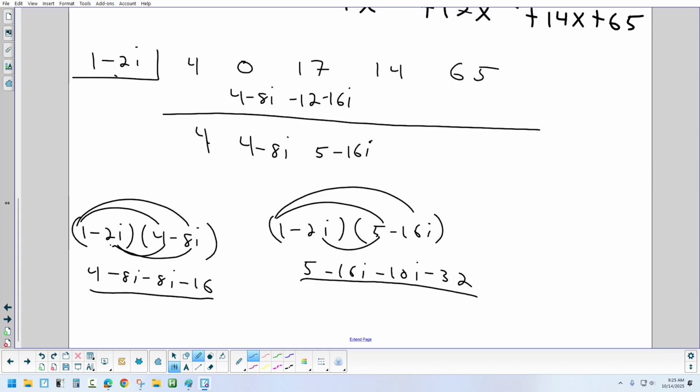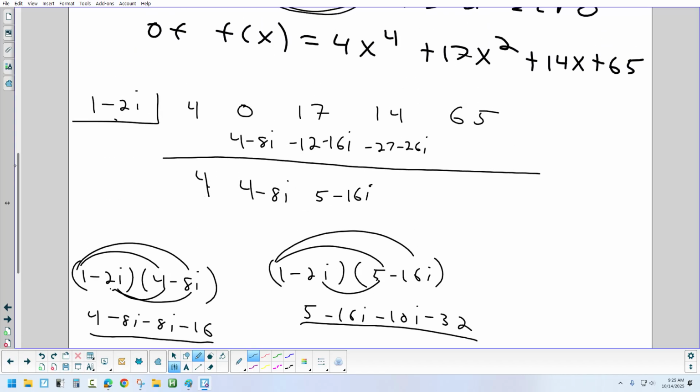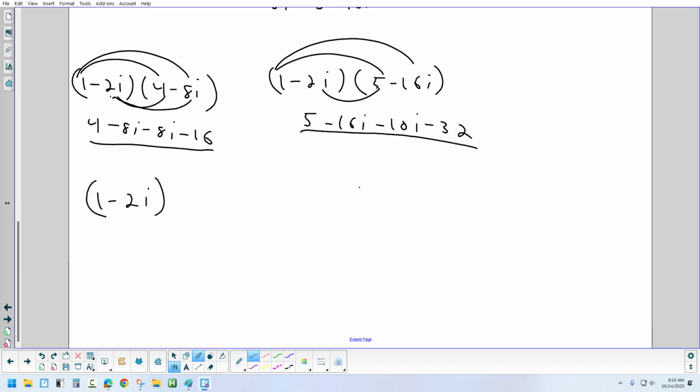Yep. Negative 27 minus 26i. Negative 27 minus 26i. And now this is where I hope I get that negative 65 to get a remainder of 0. So we have one more multiplication that's kind of annoying to do. So 1 minus 2i times negative 27 minus 26i. Okay, let's see what happens.